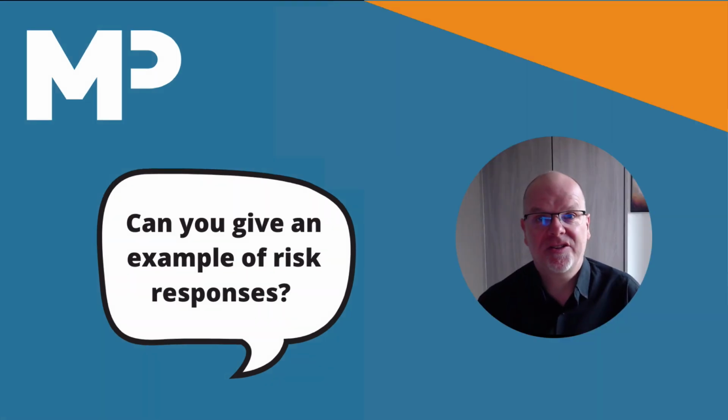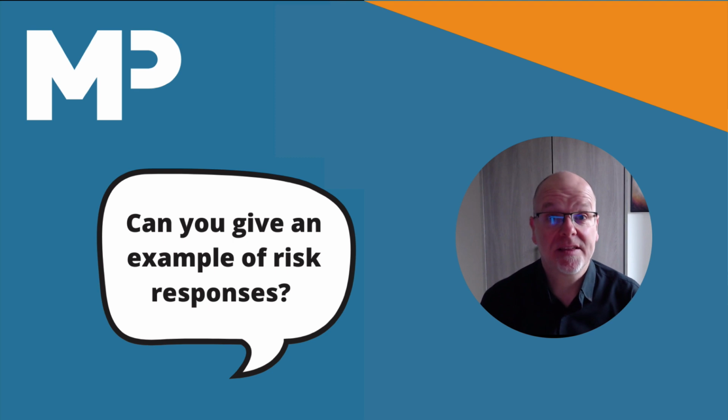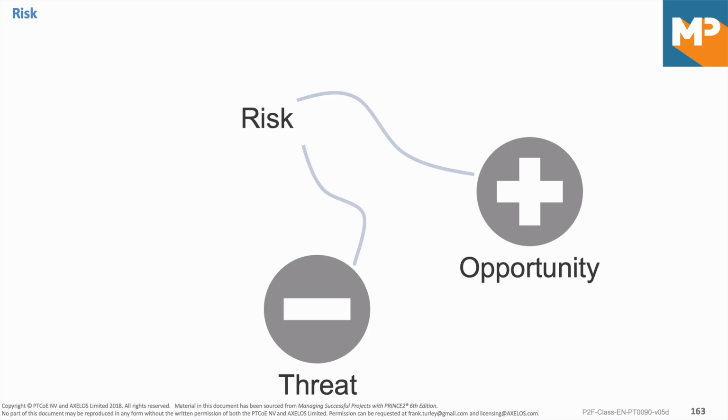I just got a question in that says, Frank, can you give an example of risk responses? Well, there are two types of risk. We have threats and opportunities. So let me give an example of both threats and opportunities. You can see we have threats and we have opportunities. We're used to threats because they will have a negative impact on the project, and opportunities, well, they could have a positive impact on the project. We'll see some examples later.